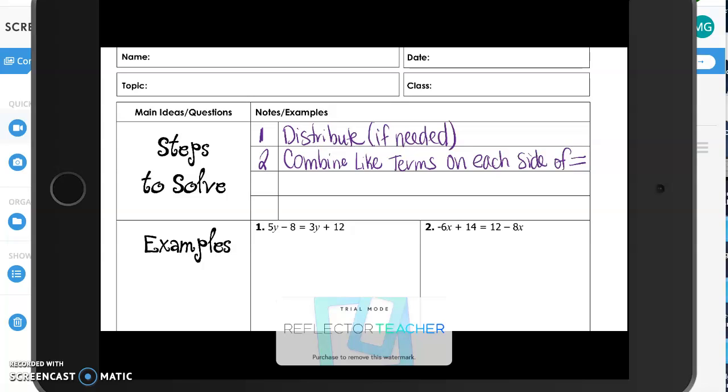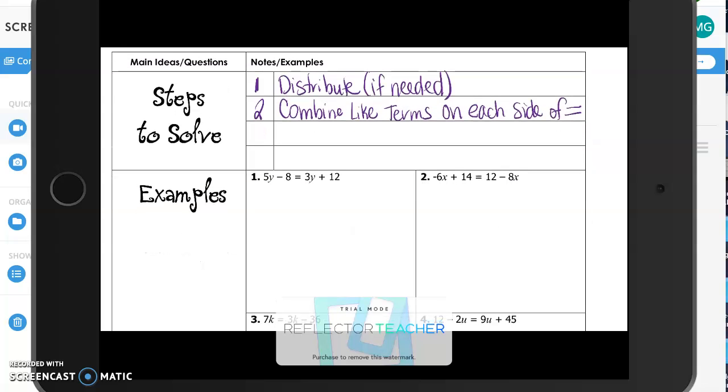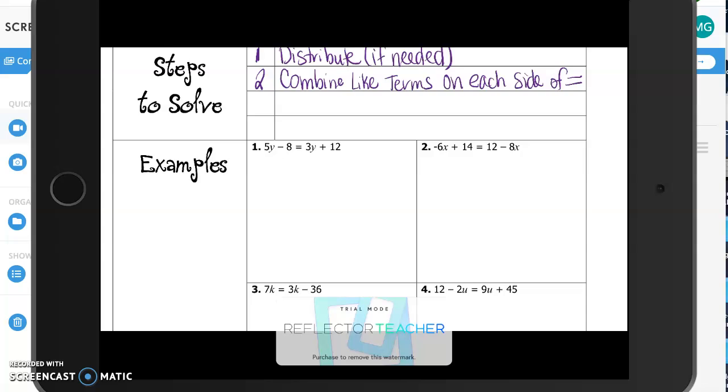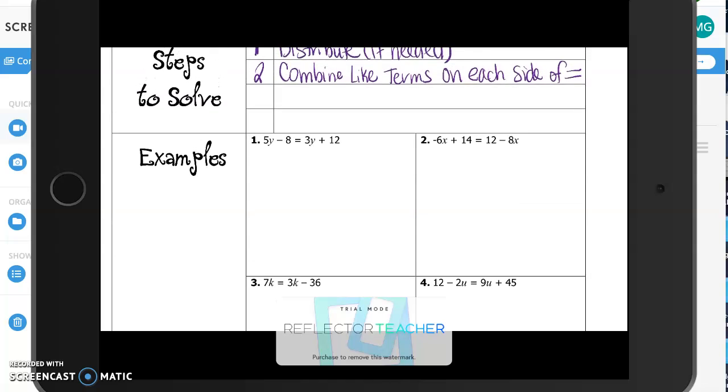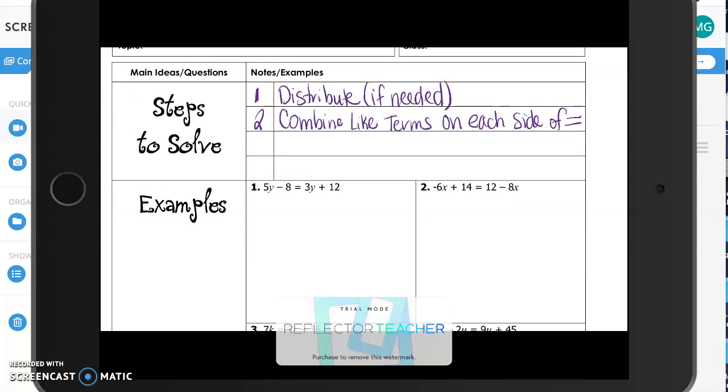So after step 1 and 2, if you need to do them, you should have something that looks like number 1 or possibly even number 3. So number 3, the left-hand side doesn't have a constant. Most of them will be down to 4 different terms. So you'll have a variable and a constant on each side after step 2.